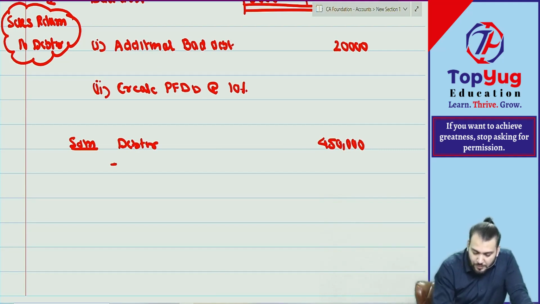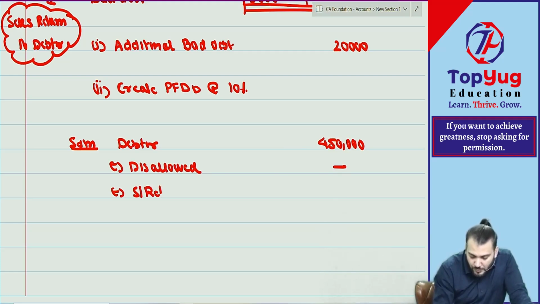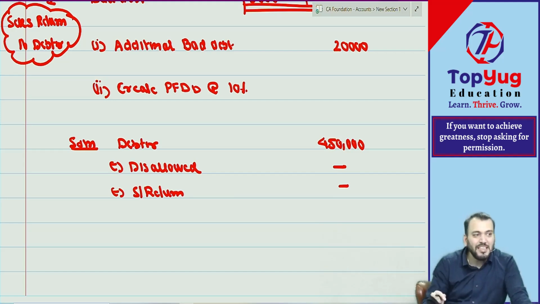4,50,000. Tell me, minus discount allowed how much? Minus sales return how much? Understood. Why 0? Because it is given in the trial balance. If given outside the trial balance, then deduct. Then the journal entry is sales return to debtor.